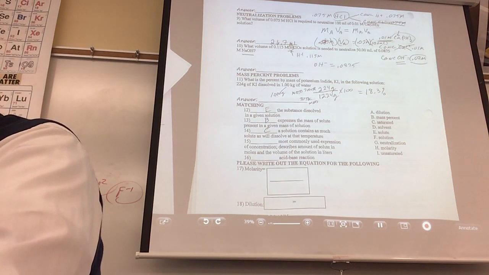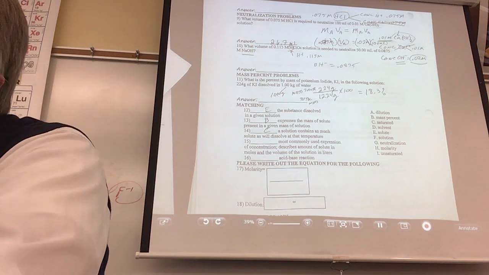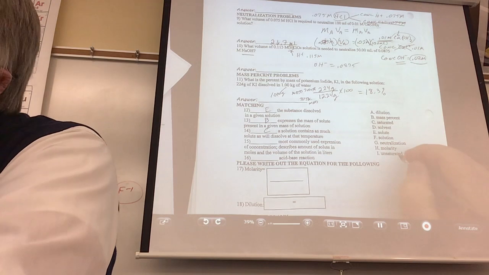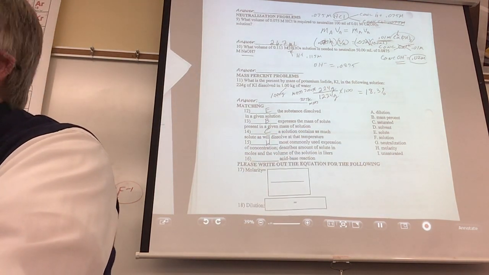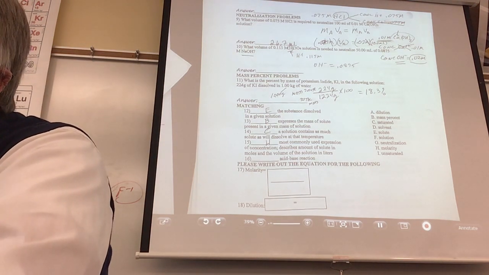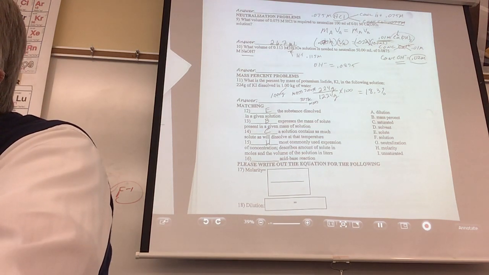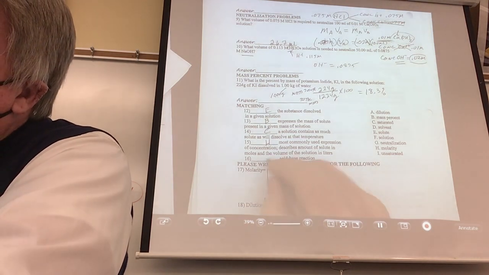Blank, most commonly used expression of concentration, describes the amount of solute in moles and the volume of the solution in liters. Yes, very good. Where's that at? H? Even though it's the most common one for the solubility graph, it's not common overall. The star is molarity, for sure. Next one, John. Blank, acid-base reaction. Yes, very good.